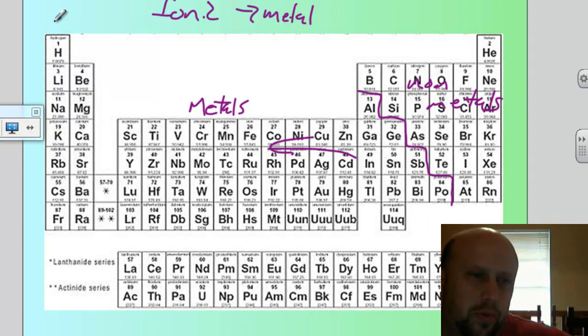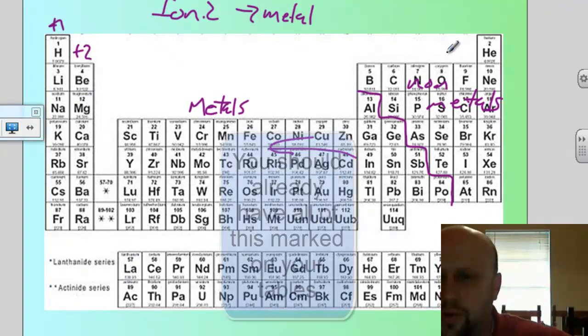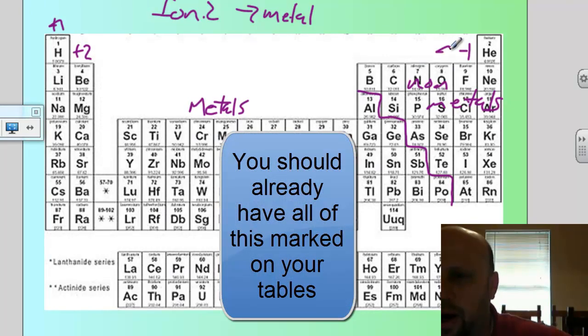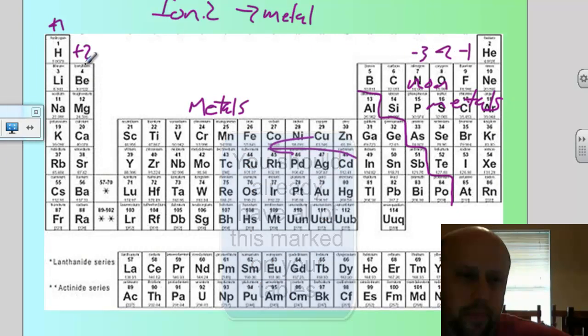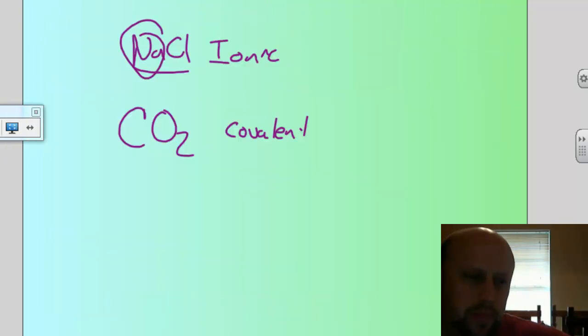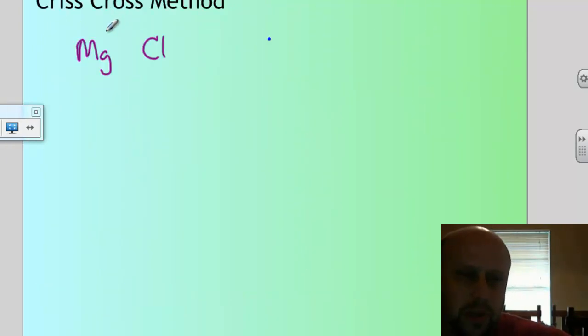So if you recall from previous lessons, everything in this column has a +1, everything here is a +2, -1, -2, -3, all that stuff. So chlorine has a -1, magnesium has a +2. Okay? So we're going to put the charges on them at the beginning. That's a little unorthodox from what we've done so far. So here's how the crisscross method works.